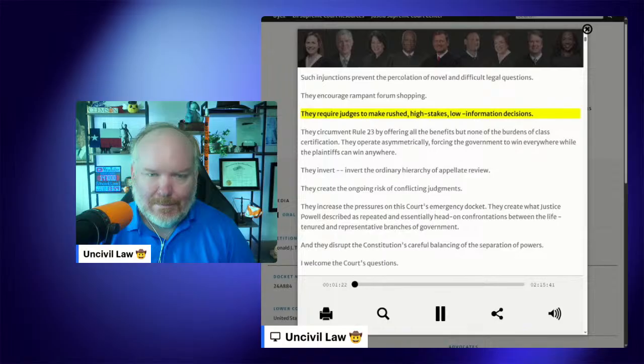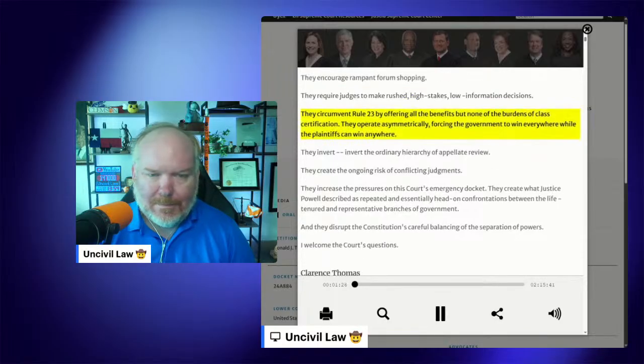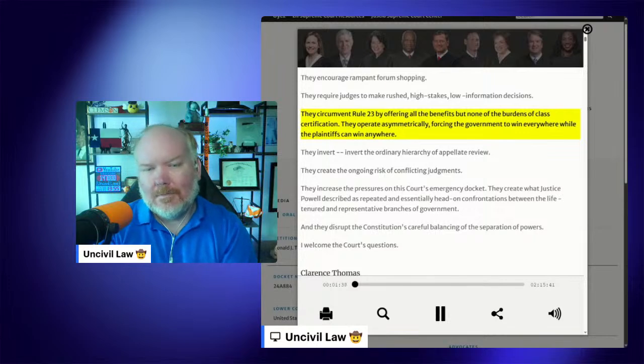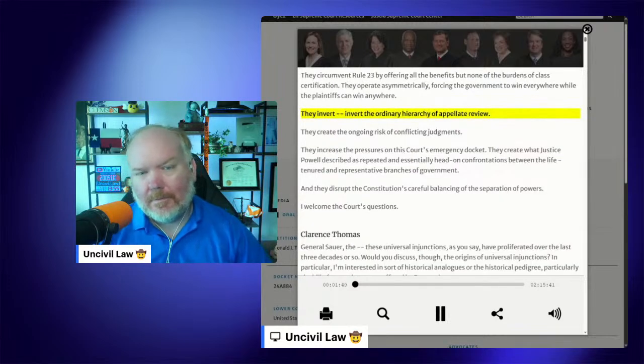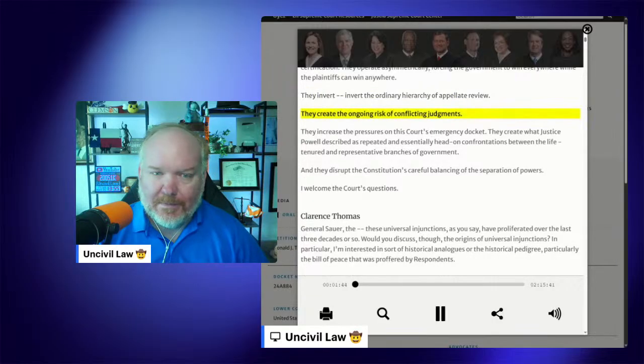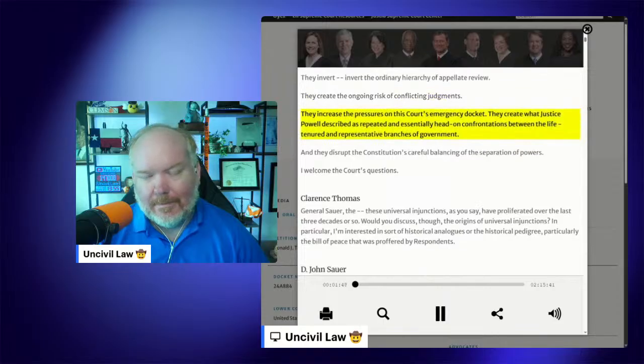They require judges to make rushed, high-stakes, low-information decisions. They circumvent Rule 23 by offering all the benefits but none of the burdens of class certification. They operate asymmetrically, forcing the government to win everywhere while the plaintiffs can win anywhere. They invert the ordinary hierarchy of appellate review. They create the ongoing risk of conflicting judgments. They increase the pressures on this court's emergency docket.